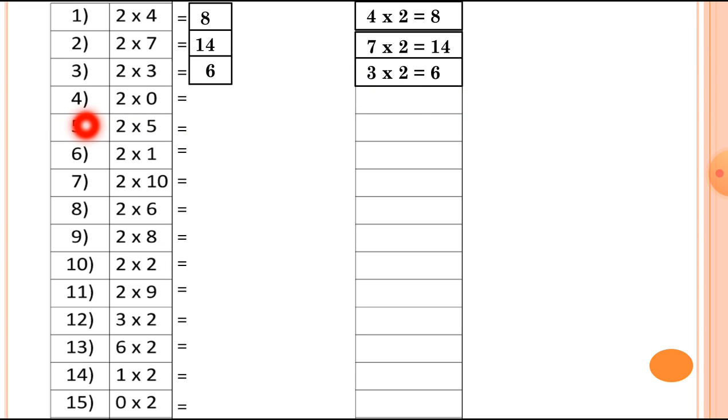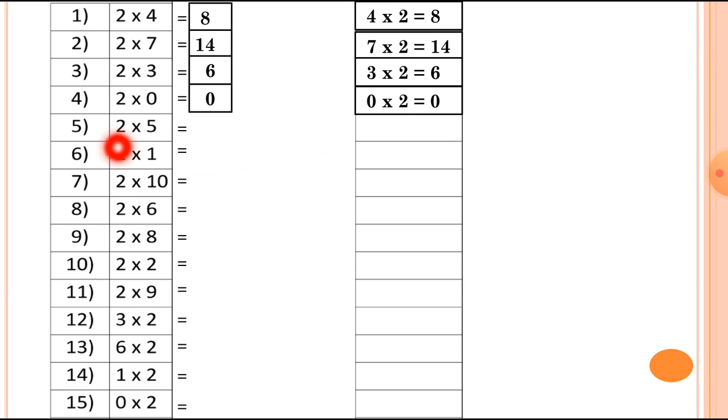Now let's move to the sum number 4. Question number 4. 2 multiplied by 0 is equal to 0. If you are multiplying 2 with 0, you will get the answer 0. So what will be the multiplication fact? We are taking the 0 number first here. 0 multiplied by 2 is also 0.